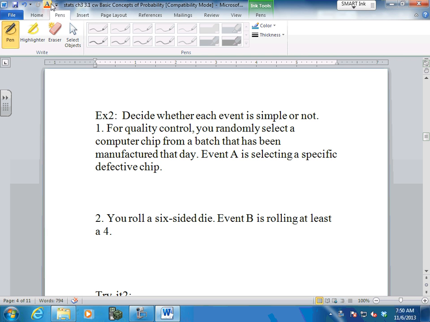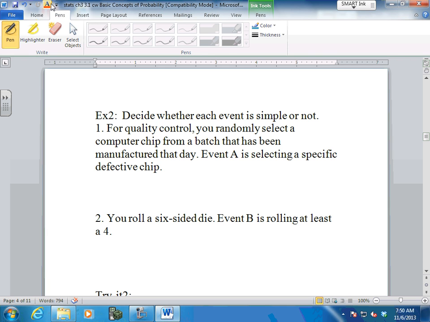For quality control, you randomly select a computer chip that has been manufactured. Event A is selecting a specific defective chip. Is this a simple event or not? You're looking for the defective chip or not? Yes, simple. Only one thing that you're checking for at a time.